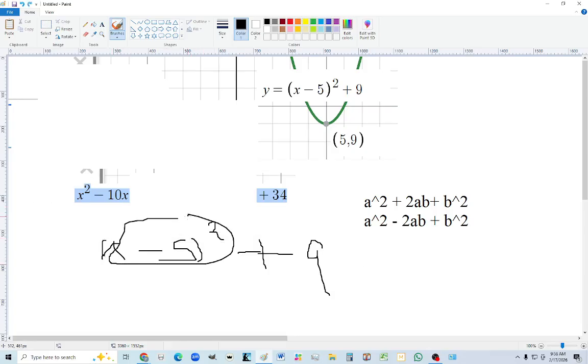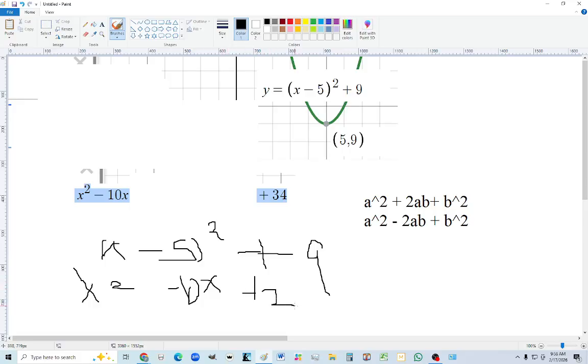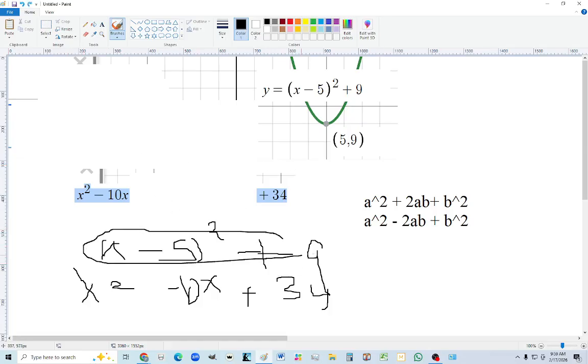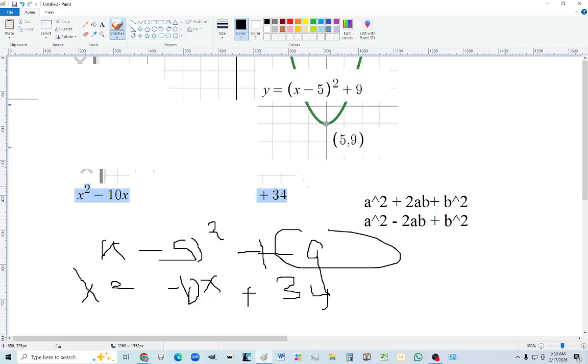If I were to expand this all, I'd get x squared minus 10x plus 25 and then plus 9. Plus 25 plus 9 is 34. I got my standard form. So you see we're making a completed square in the vertex format that's the same as this formula, but we have to adjust for that number that we create when we manufacture our perfect square.